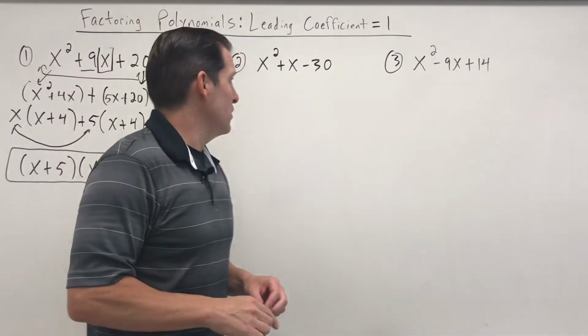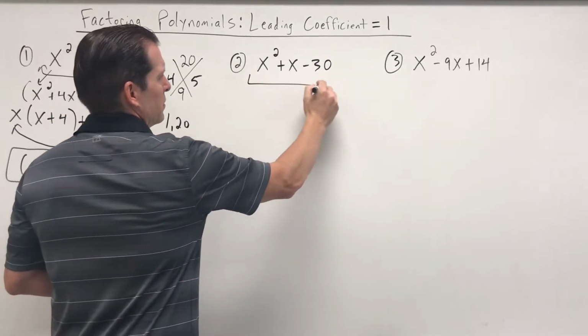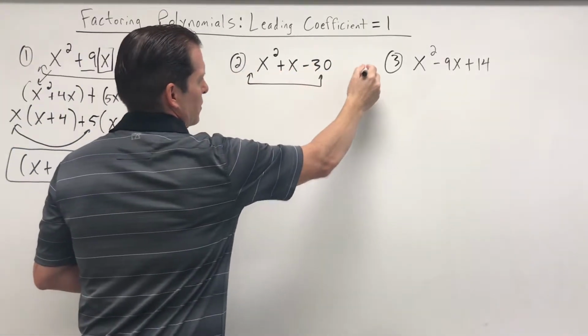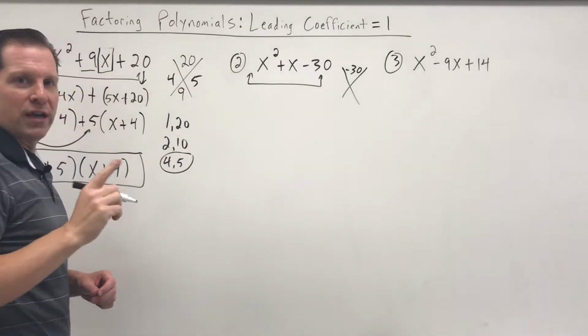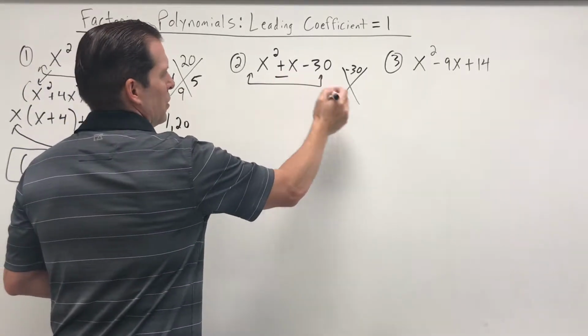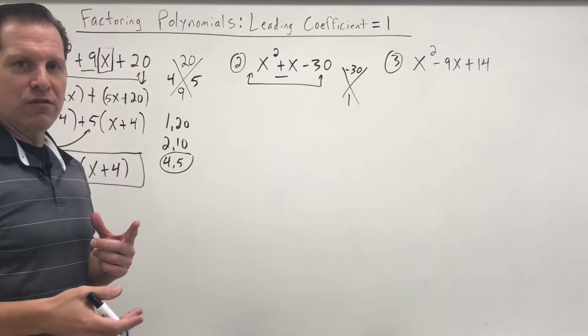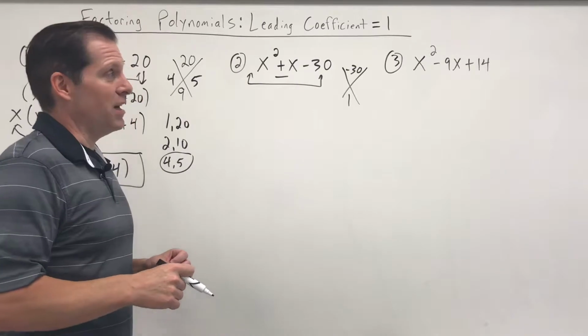All right, so let's look at the second one here. We're going to go ahead and multiply the leading coefficient times this constant term, and that's going to be negative 30. And then we're trying to get that middle term right here, which is a positive 1. So now we want to multiply two factors that give us a negative 30, and then when we add them, are going to give us a positive 1.